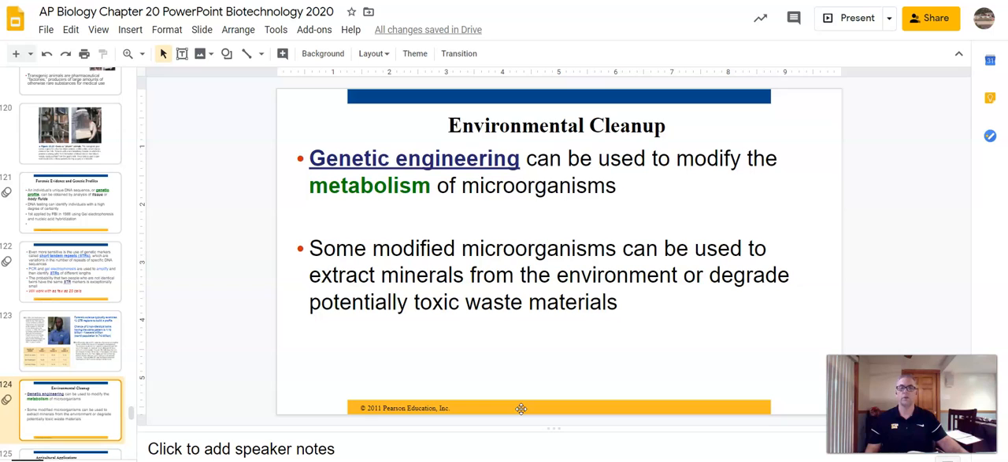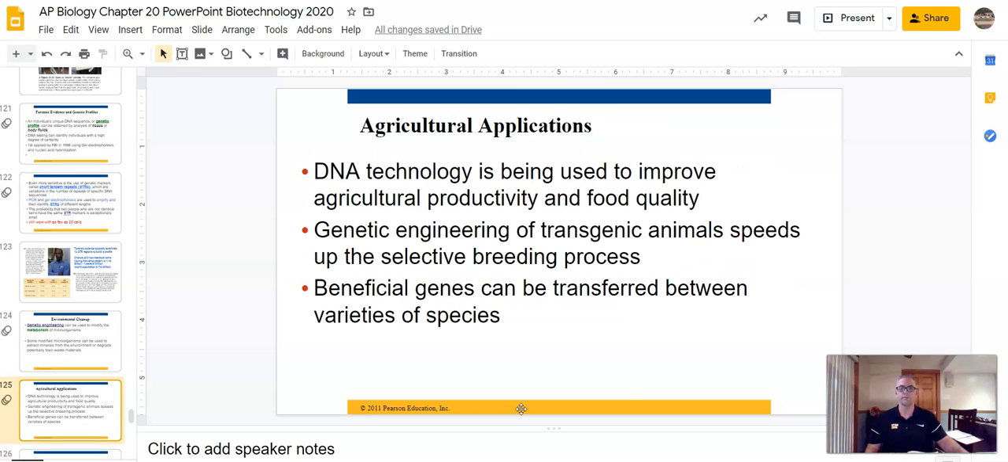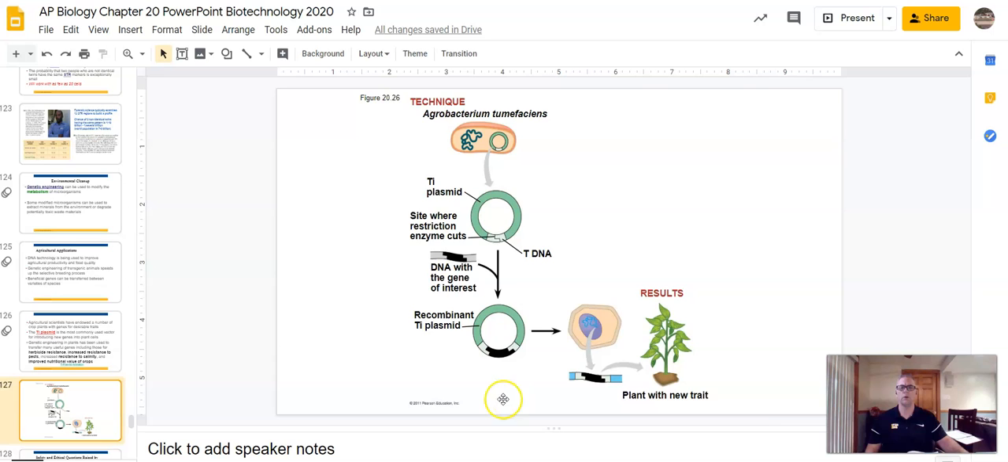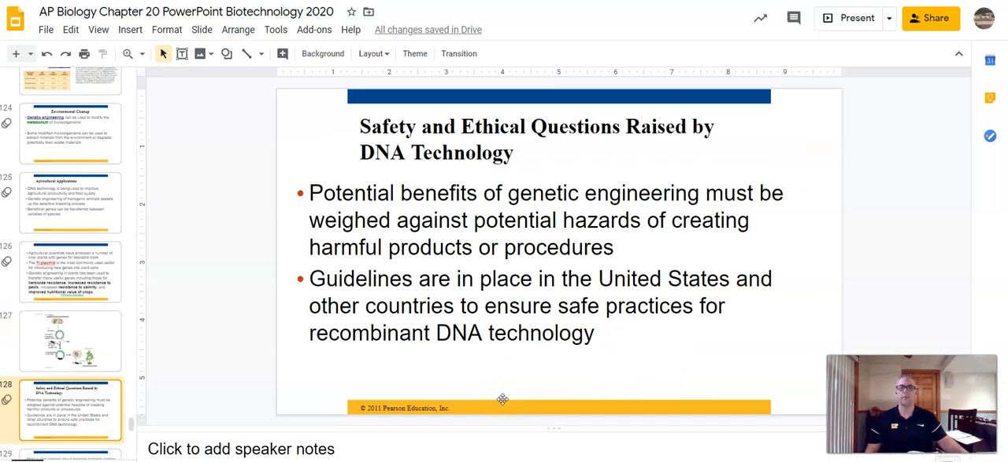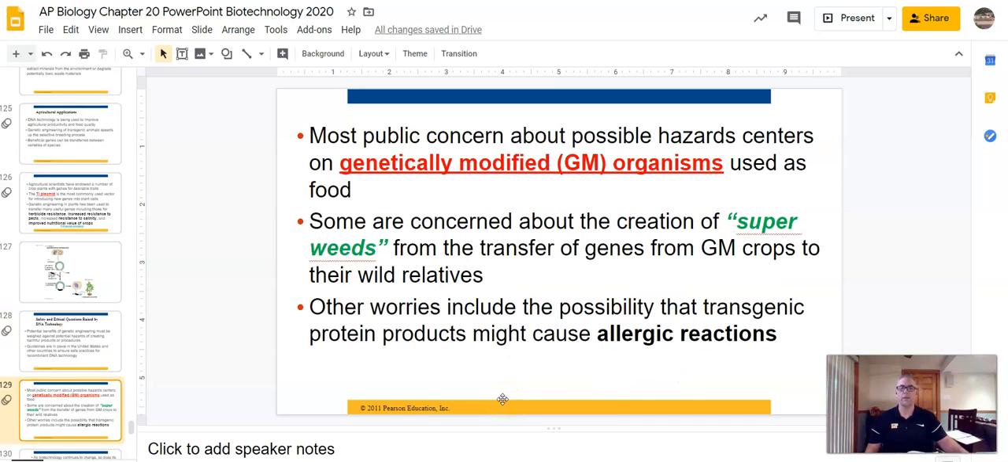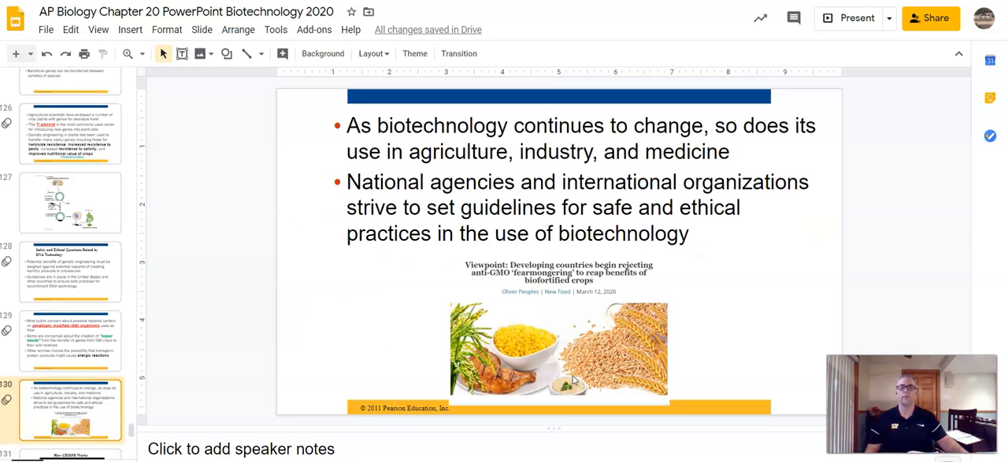Other uses deal with environmental cleanup. We also have bacterial or agricultural applications. One of the big things that goes along with agricultural uses would be genetically modified organisms where they're able to transfer some of the benefits, such as being resistant to certain pests or having certain characteristics that will boost certain nutrient qualities and things of that nature.